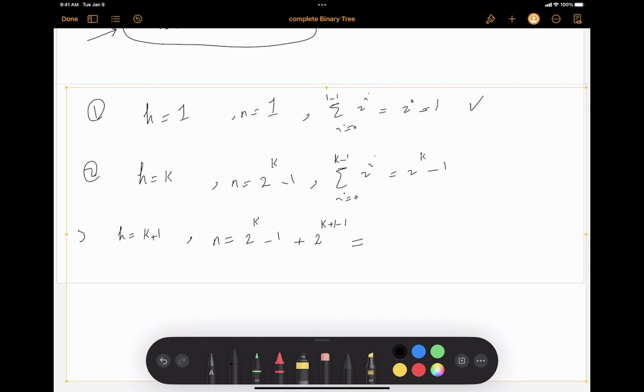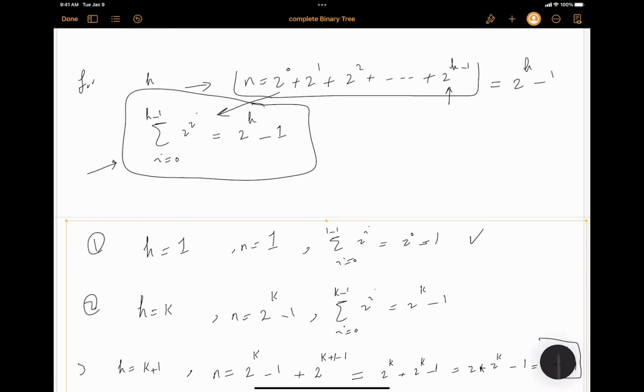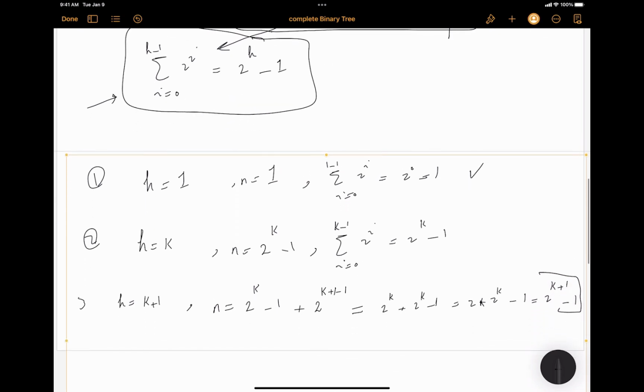So we're going to simplify this one. It's going to be 2 to the power k plus 2 to the power k minus 1. We can use 2 to the power k as a common factor, so it's going to be twice 2 to the power k minus 1, which is equal to 2 to the power k plus 1 minus 1. Now that we are done with the right side, we're going to show the left side.